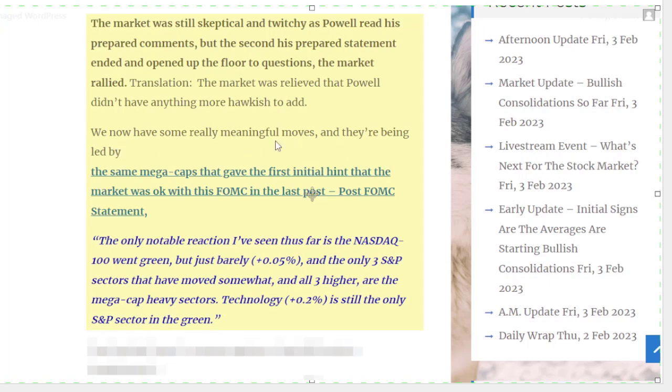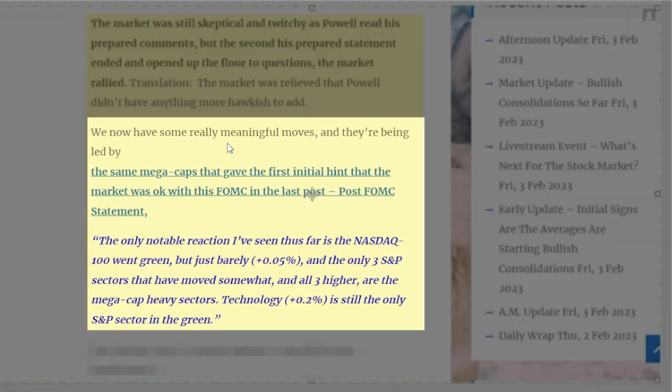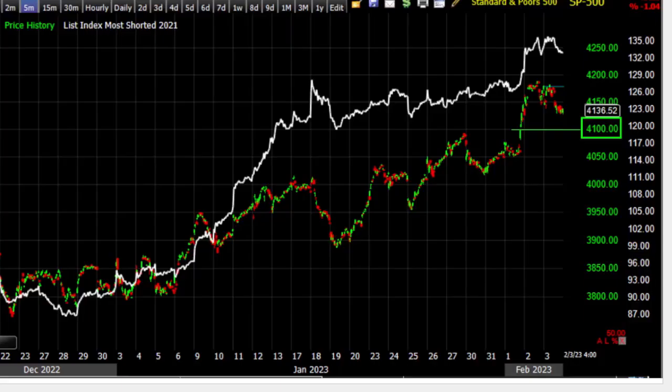And just come back to this thing about meaningful moves. In my opinion, you always have to look for changes in tone and changes in character. They're small things, but they kind of precede those changes in trends. So I'm just going back to that former post. The only thing I've noticed is that those three mega cap heavy sectors were acting better.